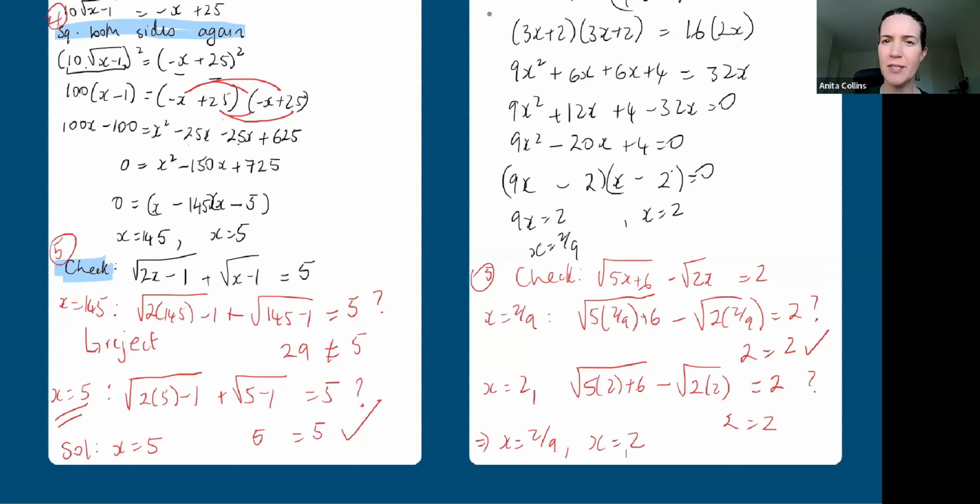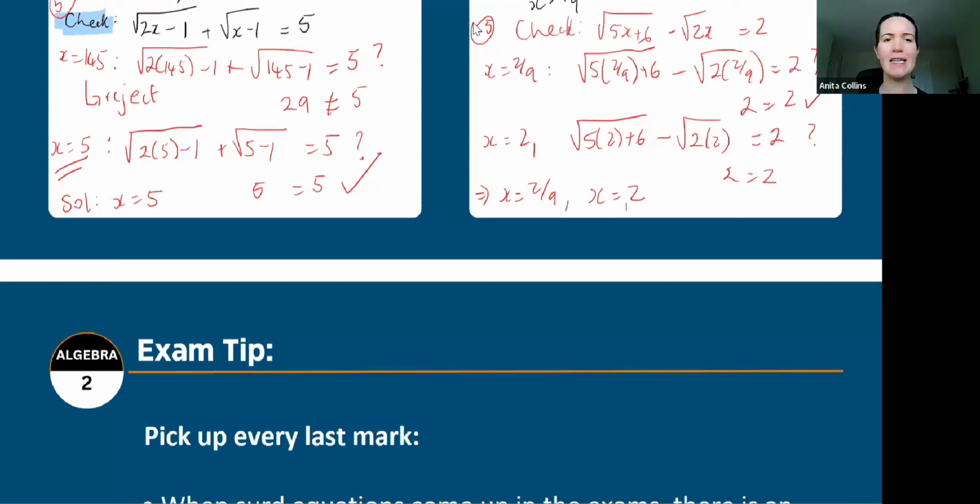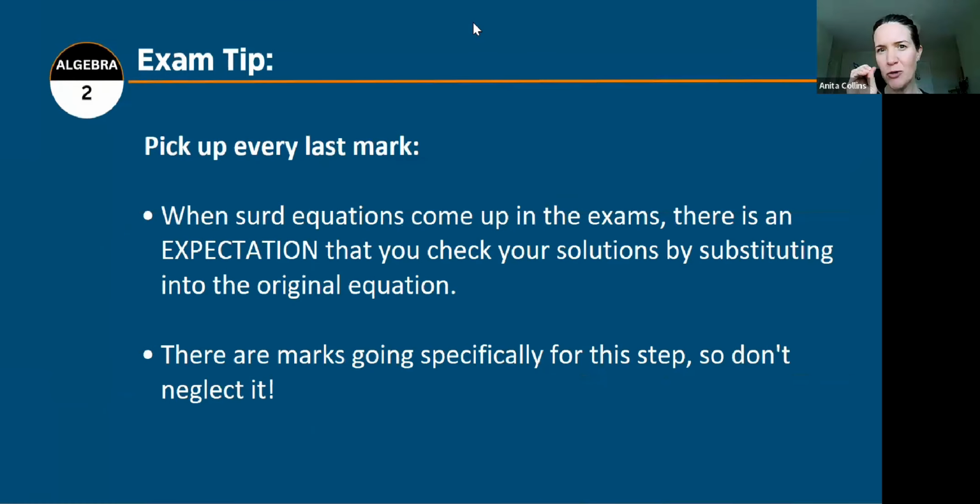All right, so you'll see there that our two solutions satisfied the equation when we sub them back in. So both are valid in this case. Right, before we finish up, there's just a little exam tip I wanted to give you, to make sure you pick up every last mark. I know I've said this within the video, but I'm saying it again because it's important. When you're dealing with surd equations, there is an expectation that you check your solutions by subbing into the original equation. It's not an optional extra. You must do it, and there will be marks going specifically for that step. So make sure you don't neglect it.